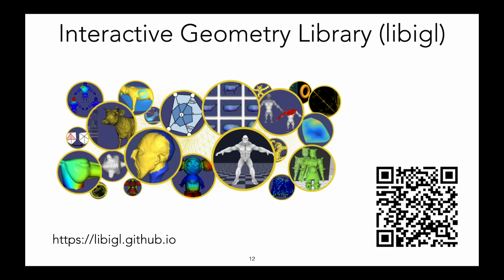Another one is libigl. This is a library that has been developed for many years. It contains a large collection of geometry processing algorithms, and we're going to use this library extensively for both loading of meshes and processing, and there is going to be an entire section dedicated to libigl.